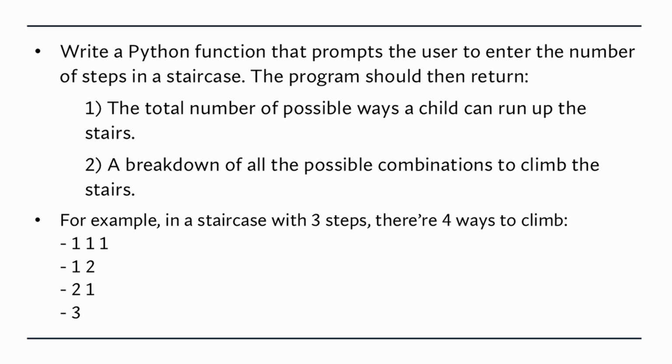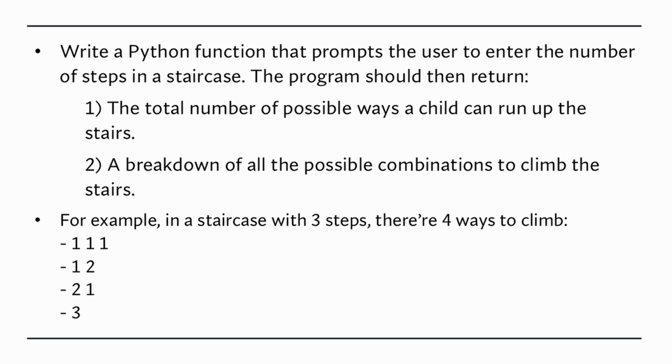Let's break this down with an example. Imagine we have a staircase with 3 steps. A child can climb it in 4 different ways. 1. Take 1 step at a time: 1, 1, 1. 2. Take 1 step, then 2 steps: 1, 2. 3. Take 2 steps, then 1 step: 2, 1. 4. Take all 3 steps at once: 3. Our program should calculate that there are 4 total ways to climb and list out these combinations.